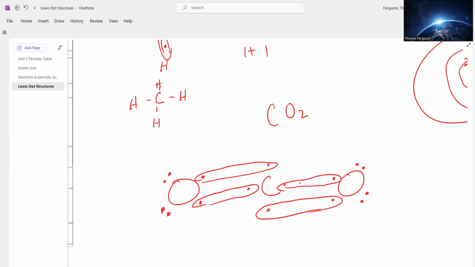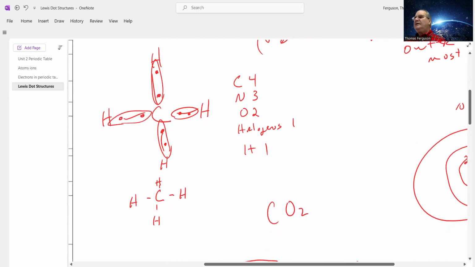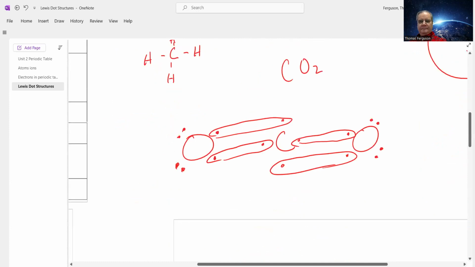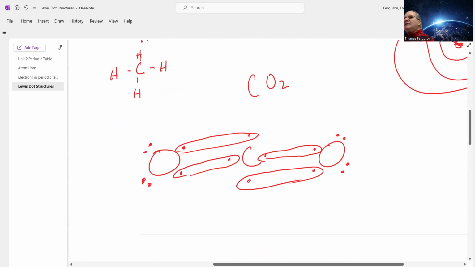Okay, so next step: is this legal? Remember, there are two parts to being legal: the number of bonds and the number of electrons in the shell. Oxygen needs 2 bonds, carbon needs 4. How many bonds does oxygen have on the left? 1, 2. On the right, 2. Carbon needs 4 bonds, so we have 1, 2, 3, 4. So the bonding part's legal. And then let's look at the shells.